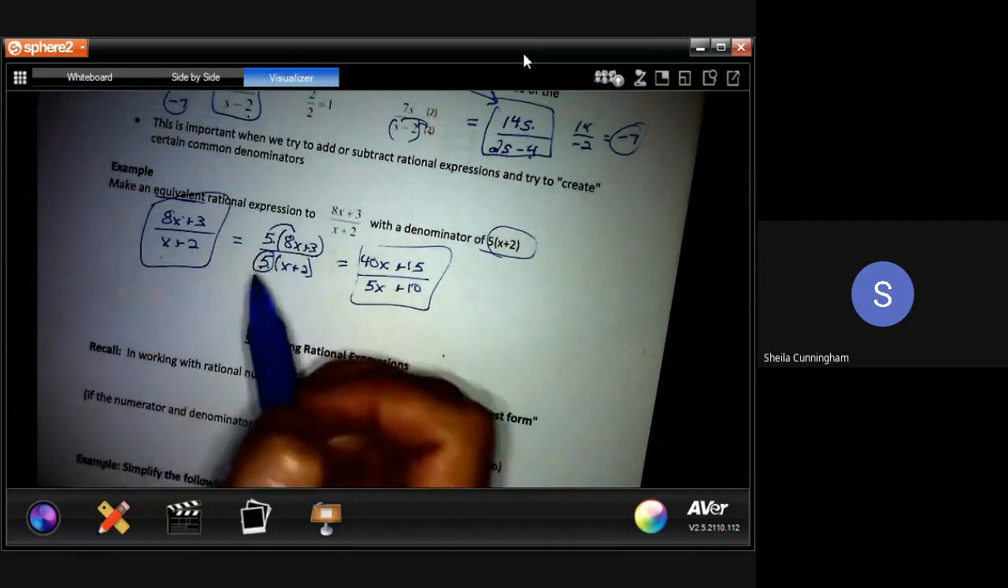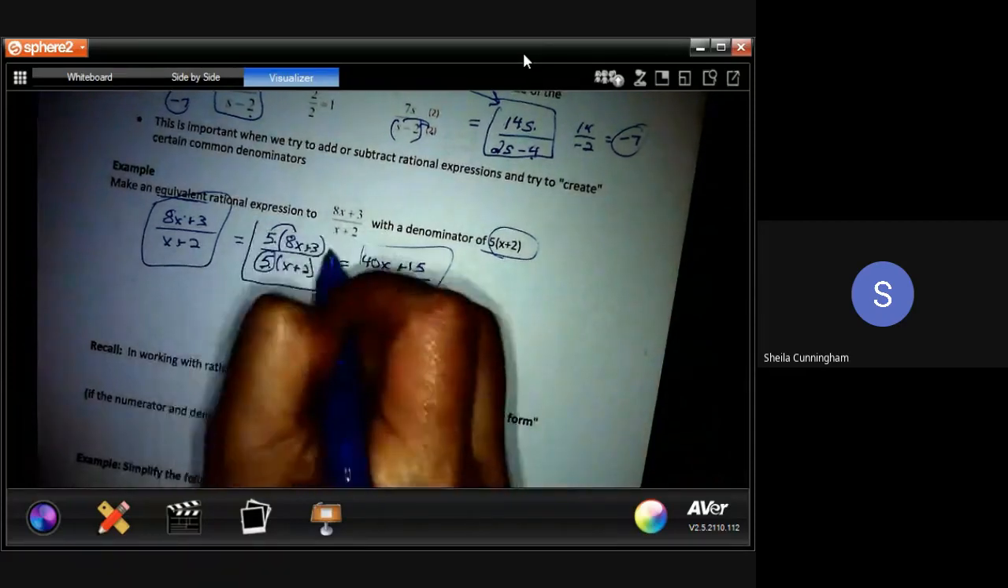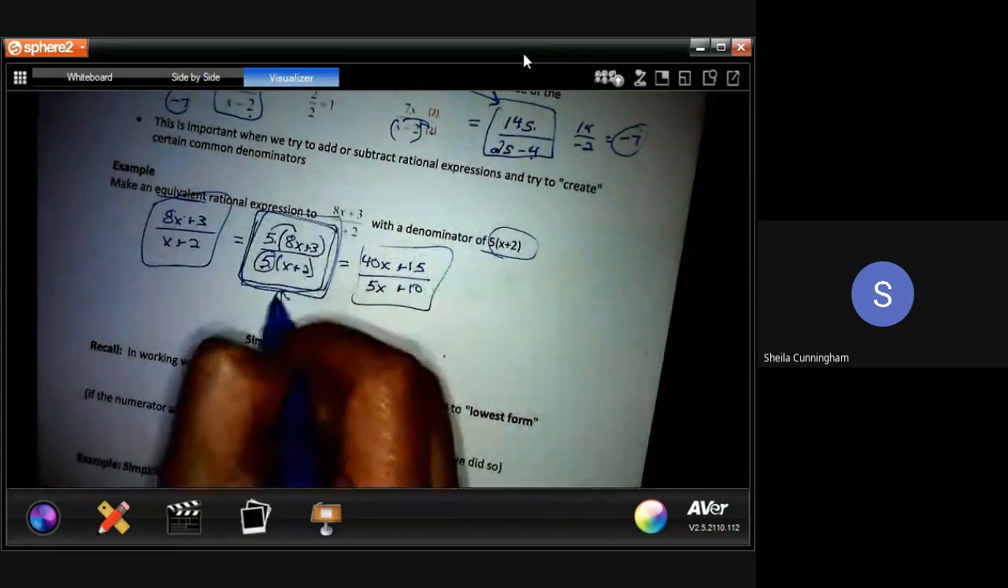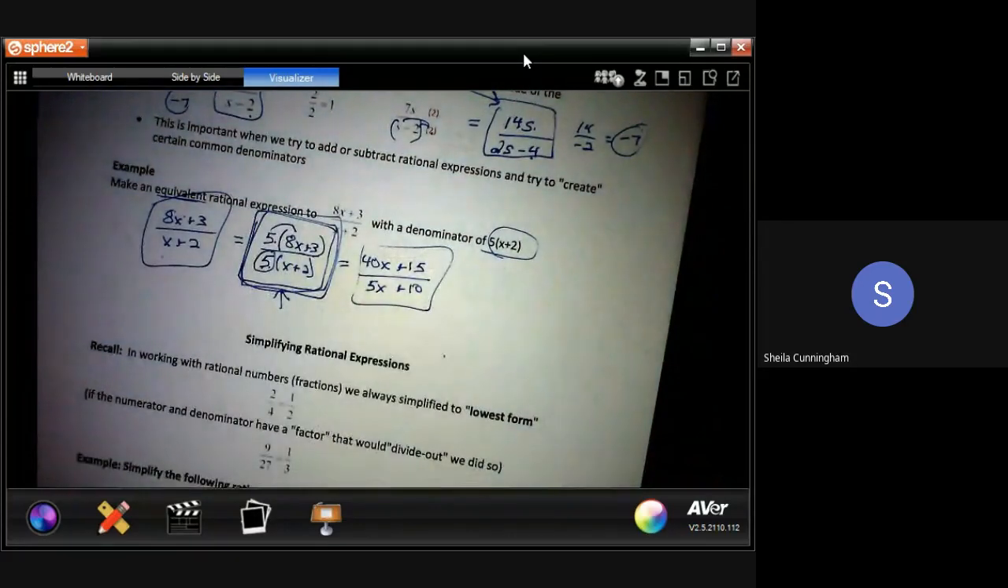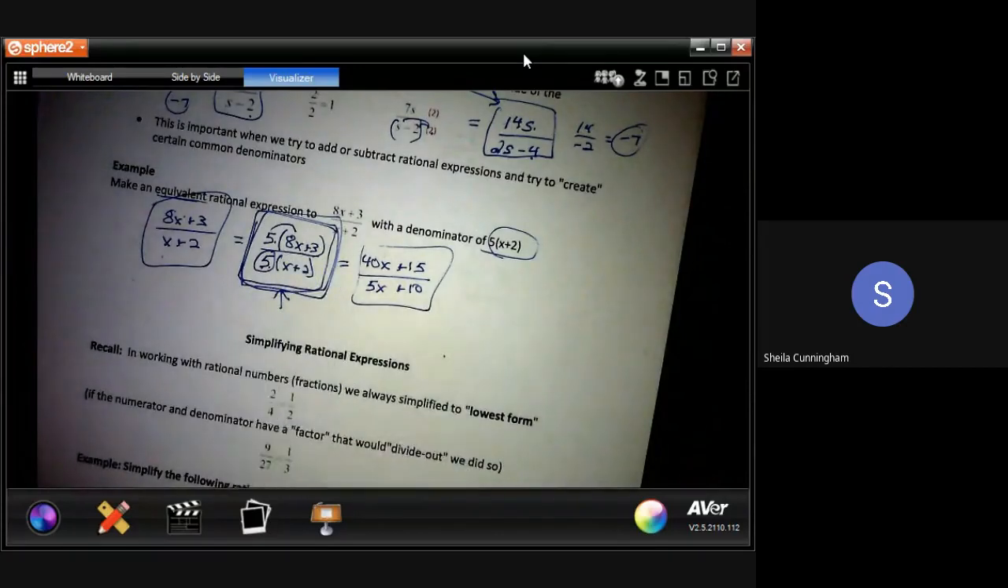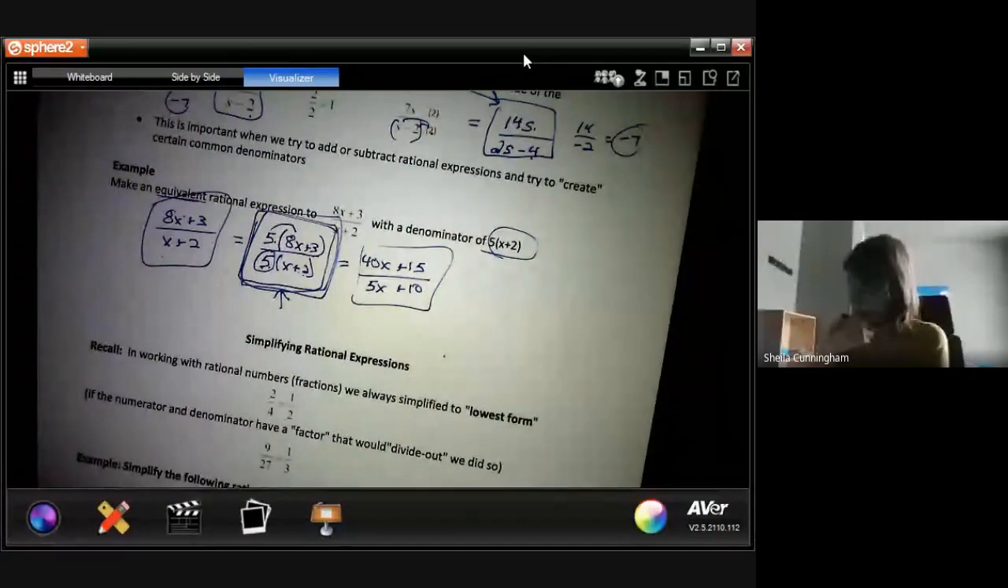Typically, I want you to get more used to keeping things in a factored form and not multiplying it through for our final product, because as we get into simplifying rational expressions next day, you're going to see a little bit of that too as we move forward. But technically, both are correct.